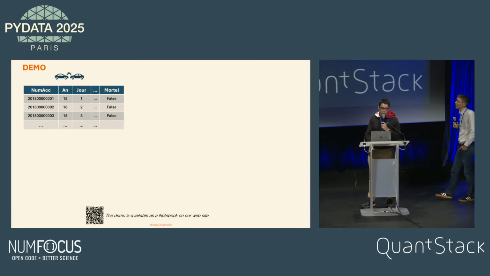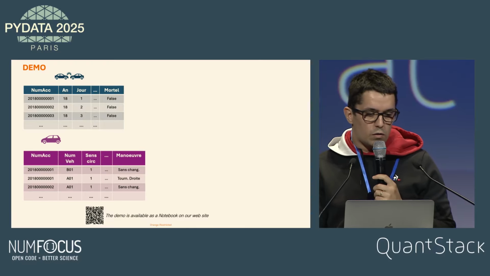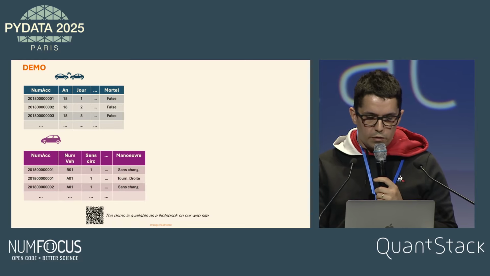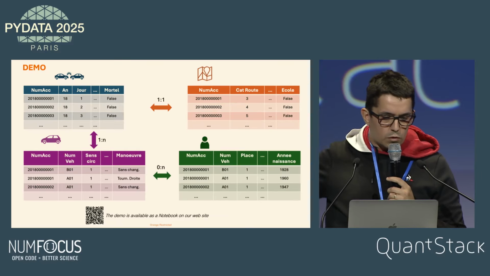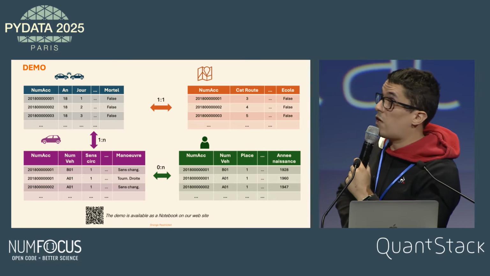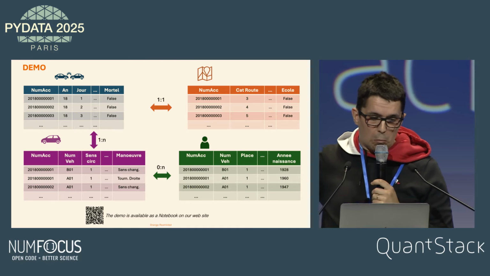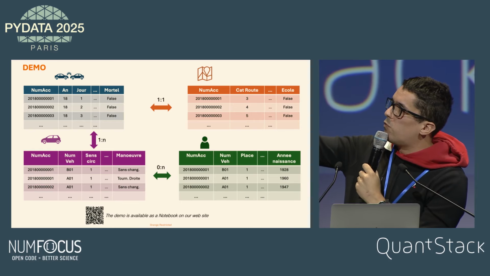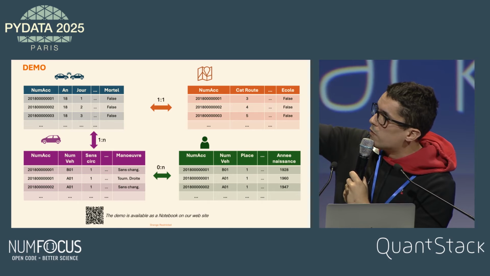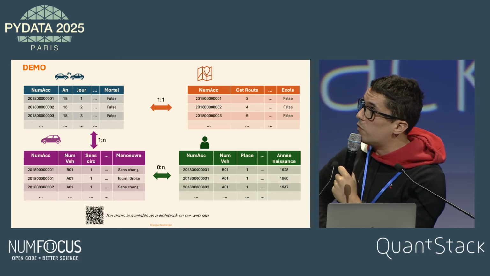So the idea is to take an open data set, which is multi-table, and you can easily interpret. So we took something on opendata.gov about car crashes. So we have a first table with a list of car crashes and whether it's lethal or not.